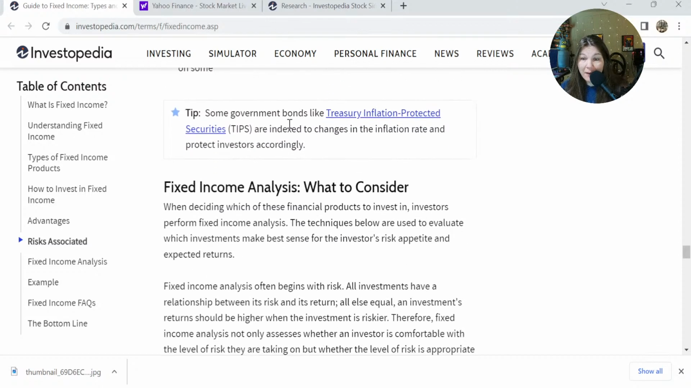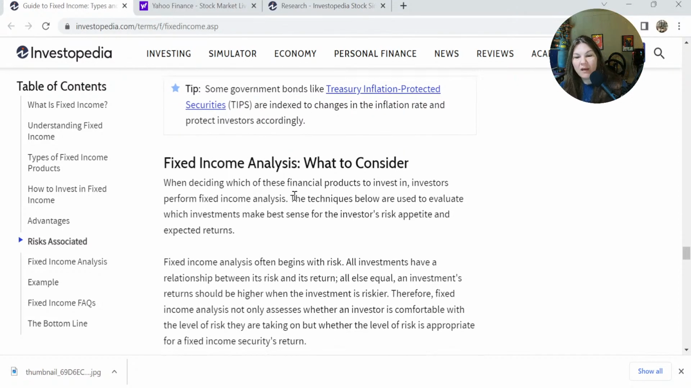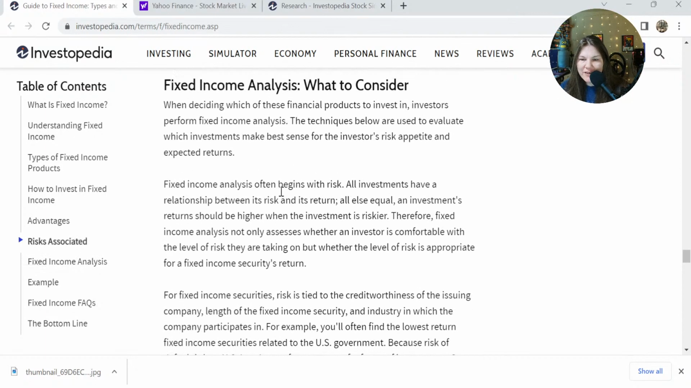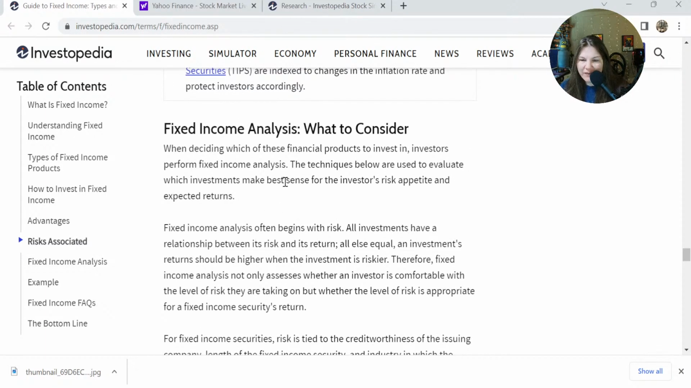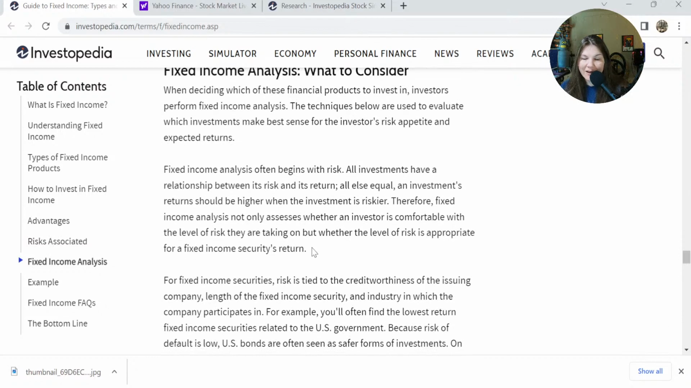So a tip: some government bonds like Treasury inflation protected securities, which are called TIPS, are indexed to changes in the inflation rate and protect investors accordingly. Fixed income analysis: what to consider. When deciding which of these financial products to invest in, investors perform fixed income analysis. The techniques below are used to evaluate which investments make best sense for the investor's risk appetite and expected returns.